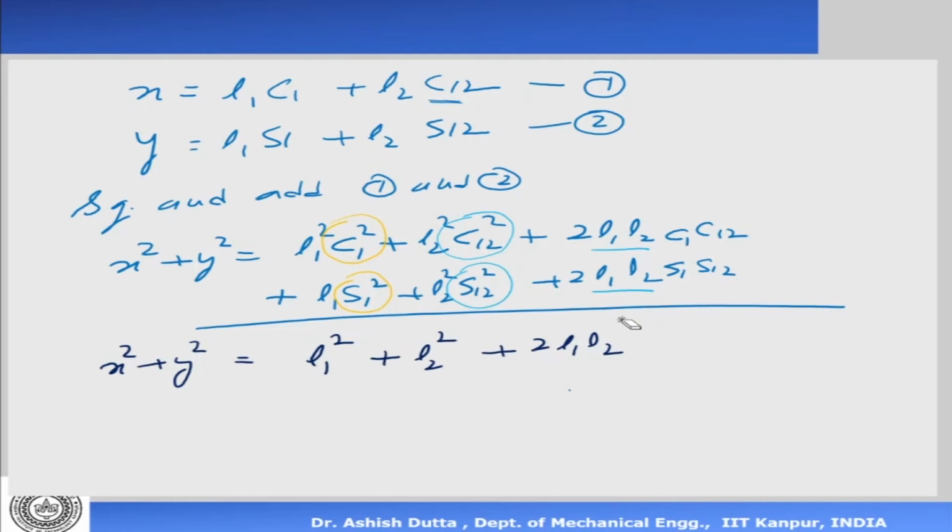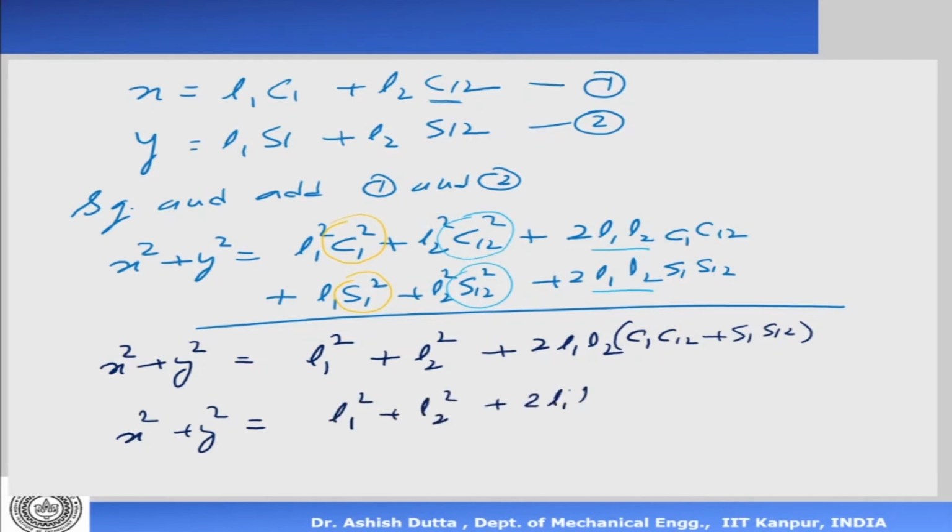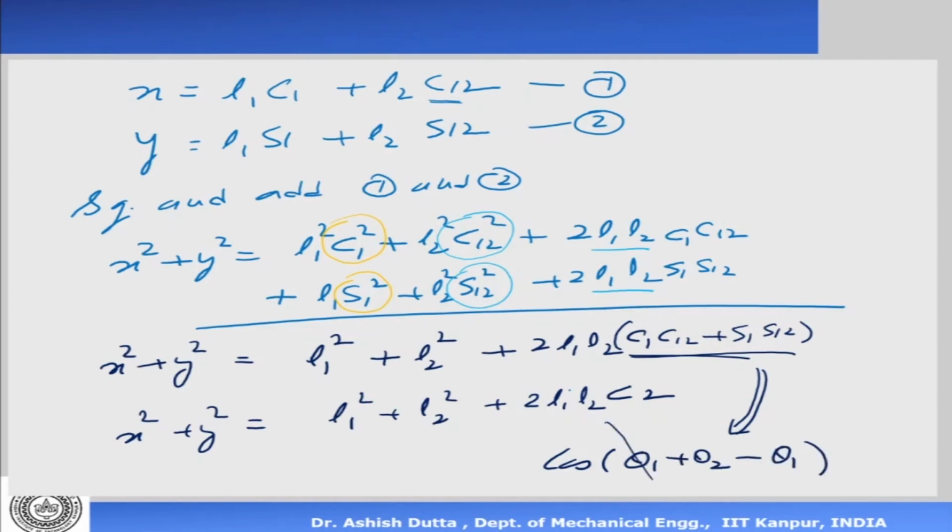cos θ12 plus sin θ12. Okay, now if I further simplify, x squared plus y squared is equal to L1 squared plus L2 squared plus twice L1 L2 cos θ2, because this one will come out of the form cos(θ1 plus θ2 minus θ1). So this and this will cancel. So this and this will cancel. So you'll be left only with θ2.